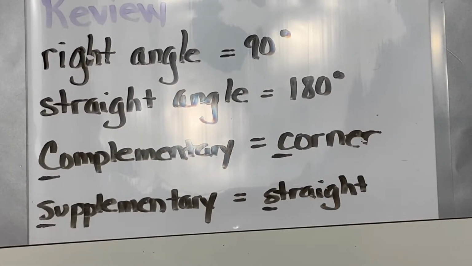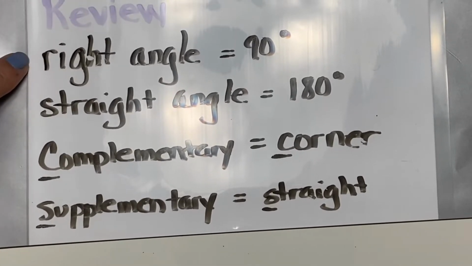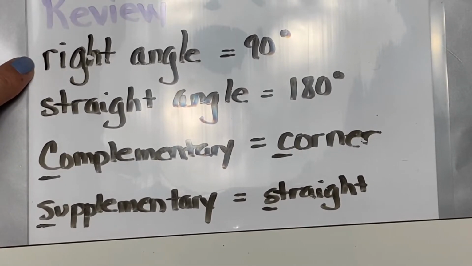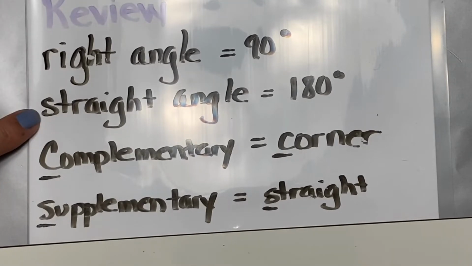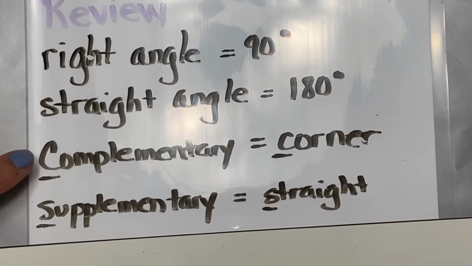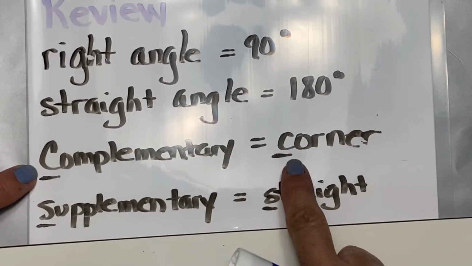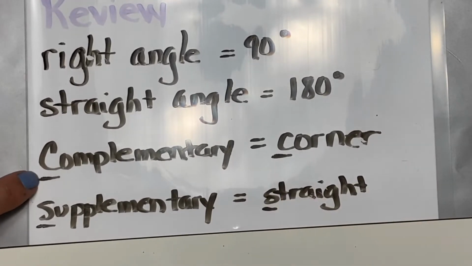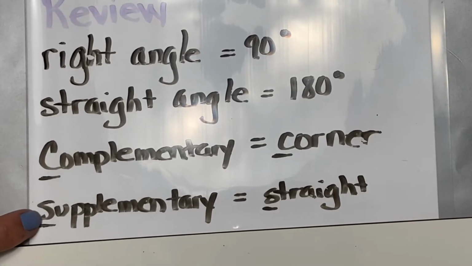Let's review what we already know. First of all, we know that a right angle is at 90 degrees. A straight angle measures exactly 180 degrees. The word complementary refers to the line segments or rays that make a corner, which is a 90-degree corner. So complementary angles are always 90 degrees.